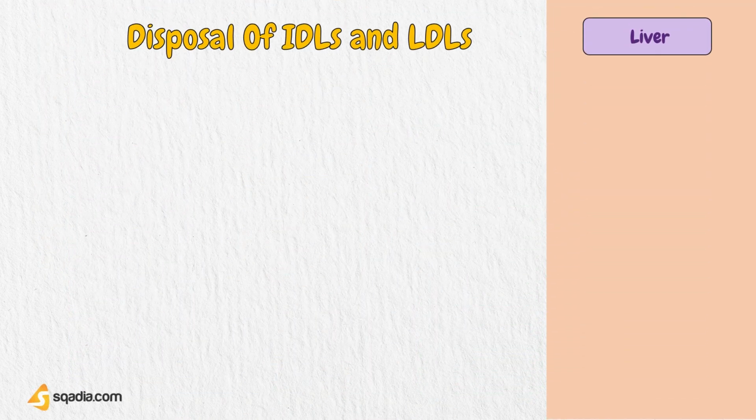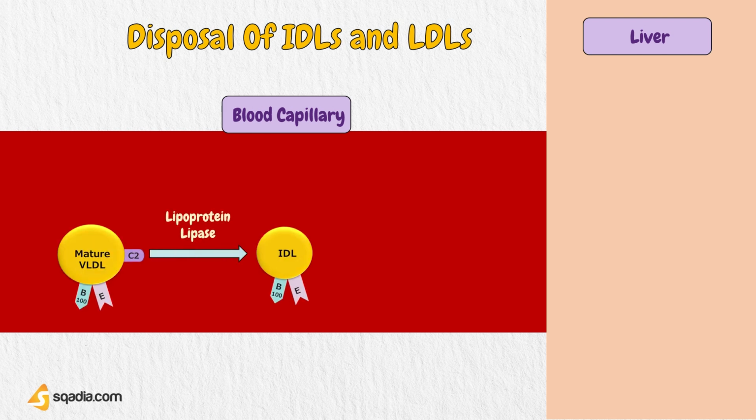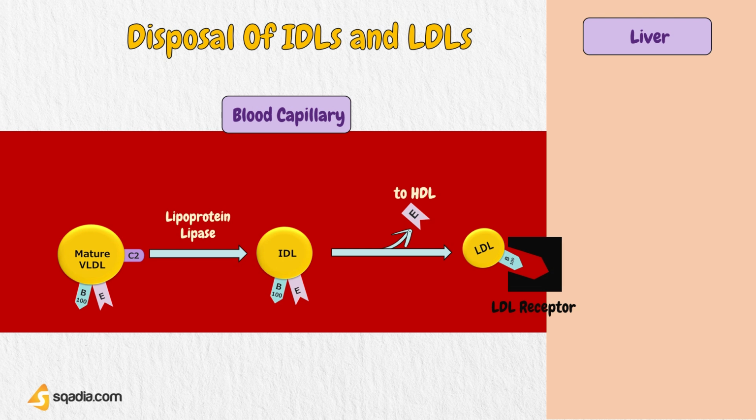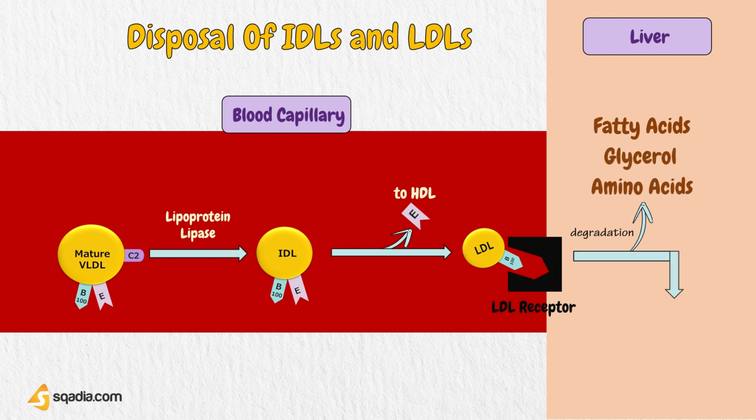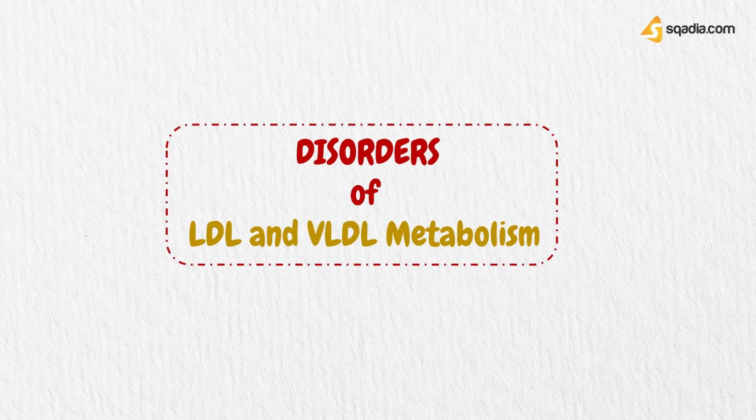Lipoprotein lipase, in the capillaries of peripheral tissues, acts on VLDL to form intermediate density lipoproteins, which are metabolized to low-density lipoproteins. In the liver, ApoB100 of LDL binds to the LDL receptors. These are internalized, and the LDL are degraded to fatty acids, glycerol, amino acids, and cholesterol within the cell. Now, at the end of this, let's discuss disorders of LDL and VLDL metabolism.